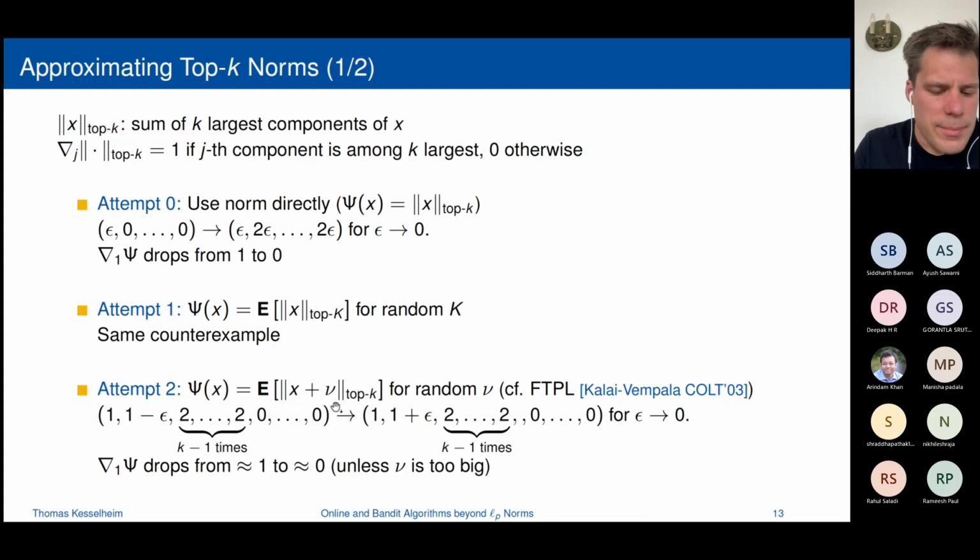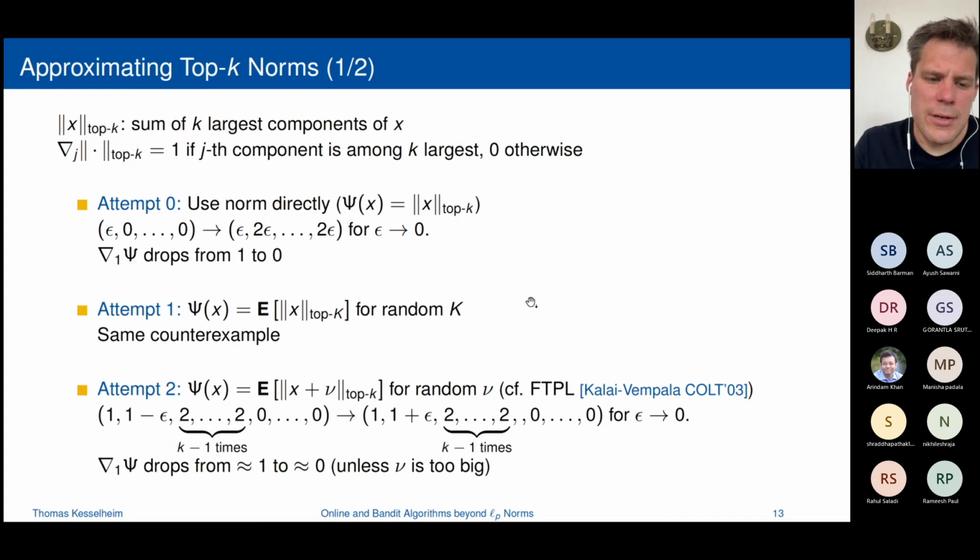Good. But my point was that the second attempt is kind of trying exactly this, trying to move away from the origin and hoping that everything becomes nice. But the thing is, you have to move too far away from the origin in order to have enough gradient stability for our purposes, which then makes the approximation too bad.